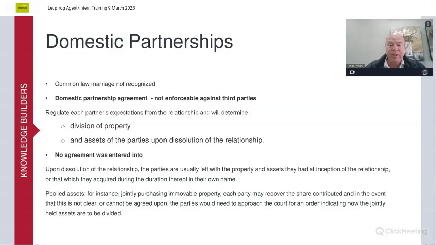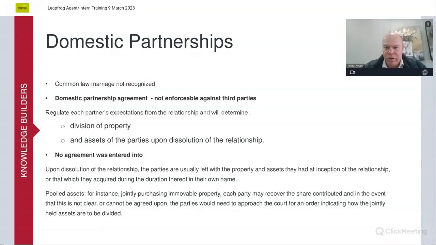When we bought this property, I gave R1 million in cash, you gave 400,000 rand in cash. We need to put this in our partnership agreement. So if the partnership breaks up and we then have to sell the property, we've got to put it in the partnership agreement that I will get R1 million, you will get 400,000 rand, and then the balance of the monies will be split 50-50.